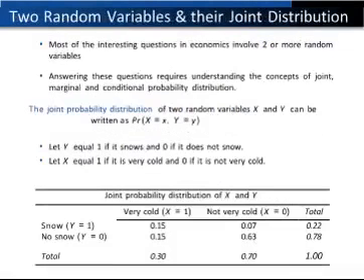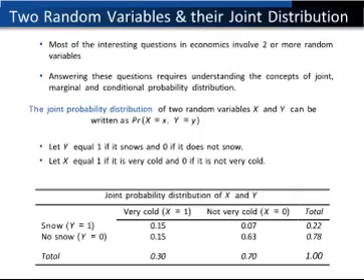Two random variables and their joint distribution. Most of the interesting questions in economics involve two or more random variables. Answering these questions requires understanding the concepts of joint, marginal and conditional probability distributions. The joint probability distribution of two random variables x and y can be written as the probability that big X is equal to small x and big Y is equal to small y.